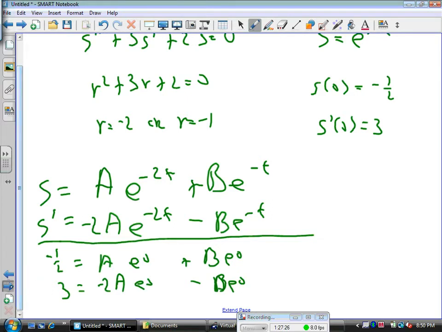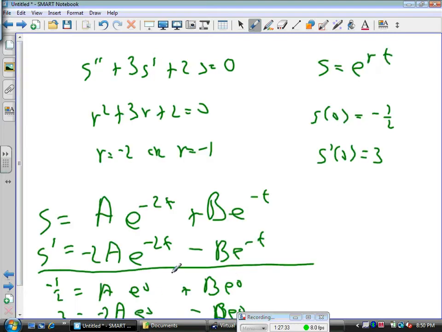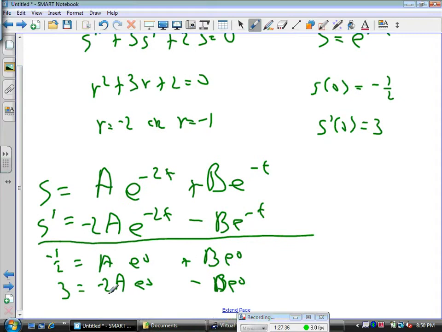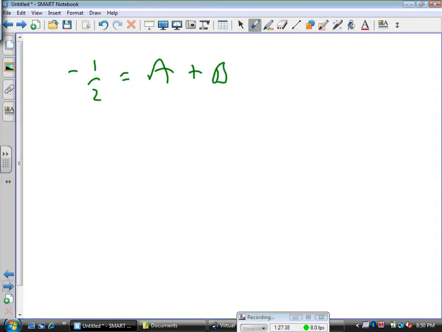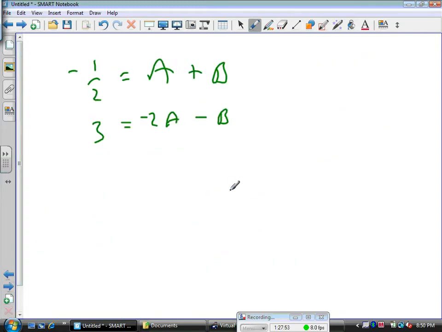All right, so let's copy what we've got. Negative 1/2 is a plus b, wasn't it? I'm just getting rid of the e to the 0s. And negative 2a minus b is 3. Is that right? Yeah, they're both negative, right? All right, so can you solve this system of equations, 2 equations, 2 unknowns, a and b?